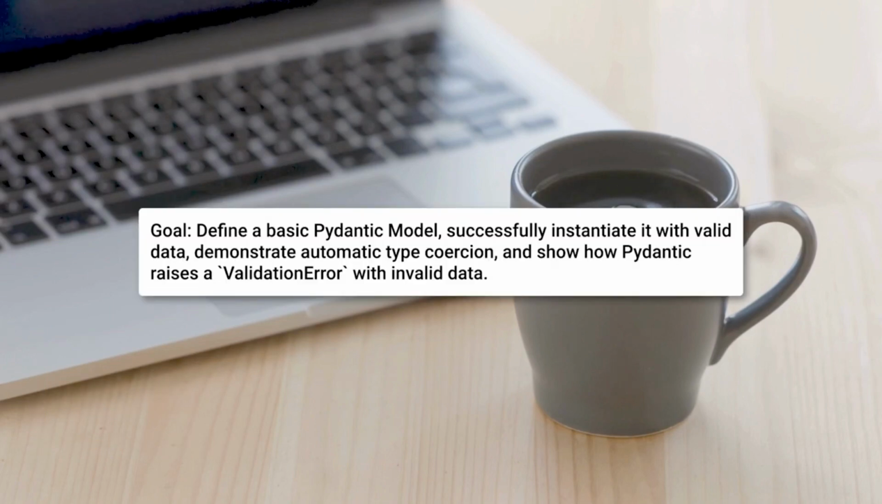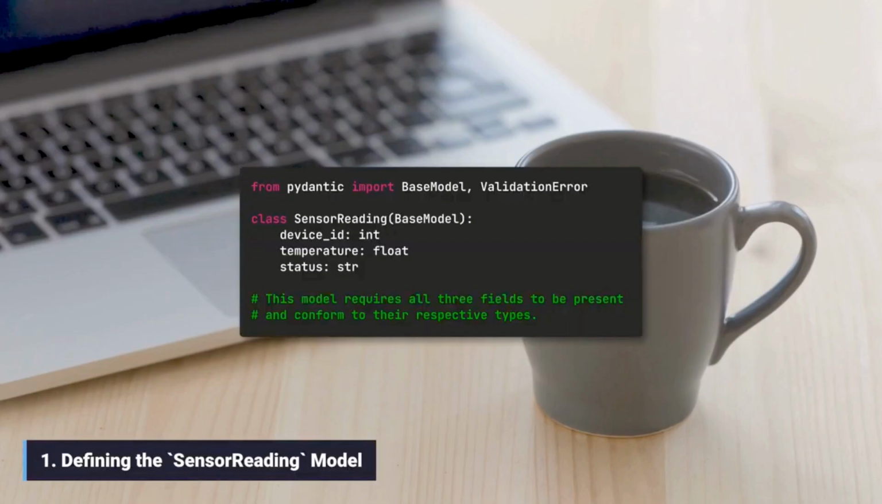1. Defining the sensor reading model. We define a simple model that inherits from BaseModel. It requires an integer ID, a floating point temperature, and a string status. Remember, by simply using type hints, we are defining our required data structure and validation rules.